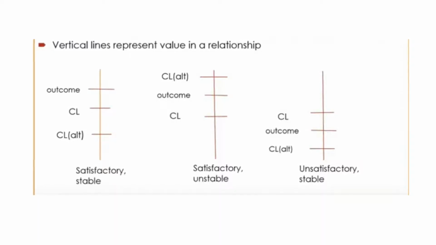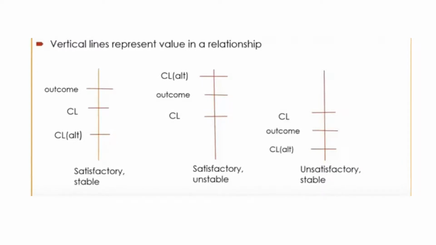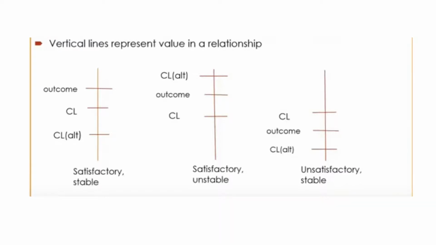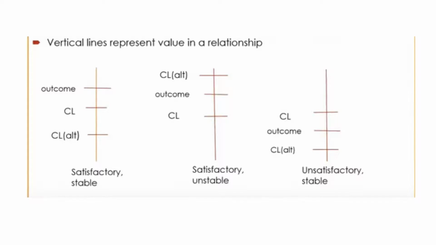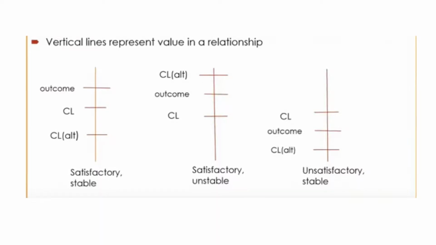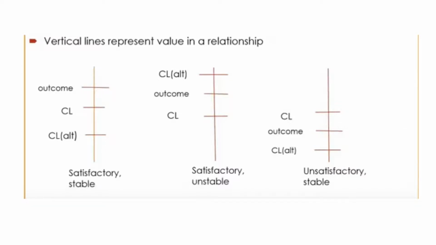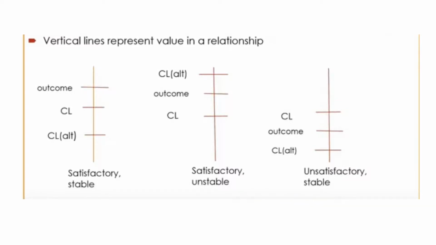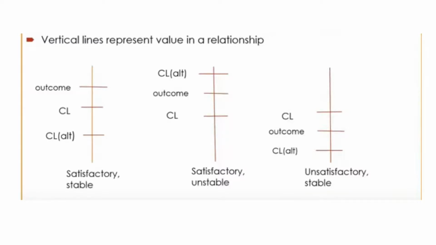If you look at the middle, you'll find a satisfactory and unstable relationship in which the outcome is better than the comparison level, which makes it satisfactory, but is unstable because the alternatives are better than the outcome that you're receiving. If you look to the right of the graph, you'll find that the outcome is below the comparison level, which makes it unsatisfactory, but above the alternatives. So in this part, your options are worse than your current status, but you have something higher to compare it to, which makes it unsatisfactory, but stable.